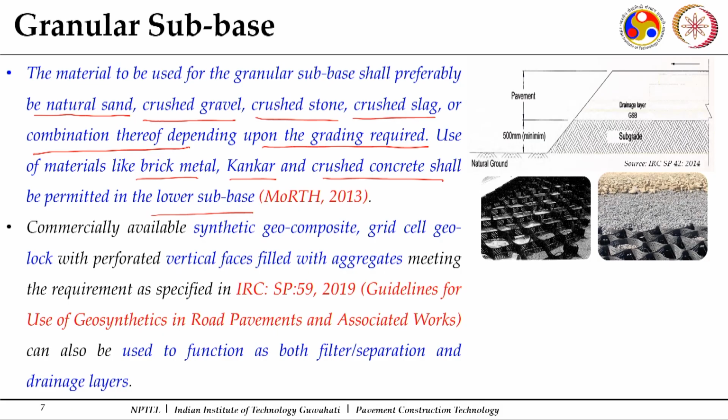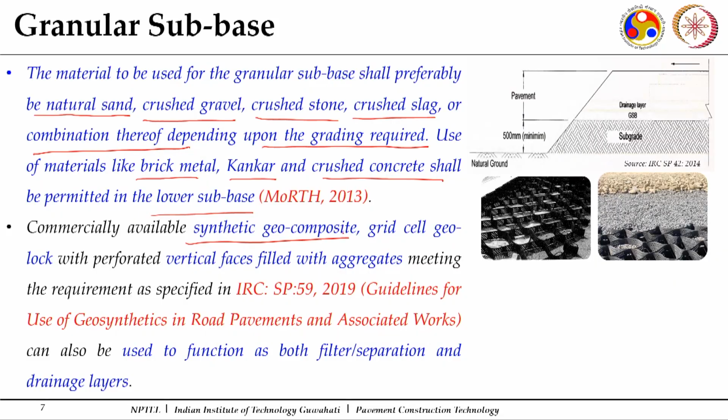In addition to this, where the situations are challenging and where you want better control, nowadays the use of synthetic geotextiles or geosynthetics is also becoming more and more popular. So, commercially available synthetic geocomposites, and grid cell geolock with perforated vertical faces filled with aggregates meeting the requirements can be used. For the use of geosynthetics we refer to SP 59, guidelines for use of geosynthetics in road pavements and associated works. So, here you can see these are geocells where you fill up the granular material.